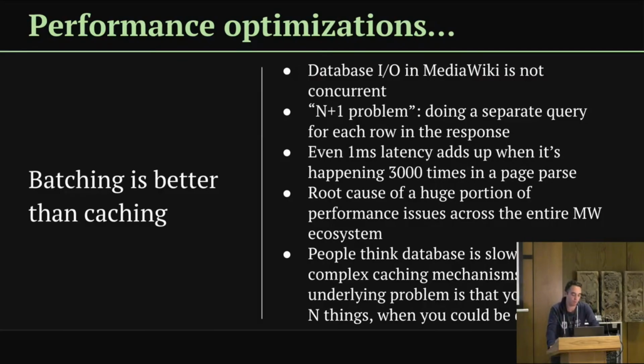And a lot of people think that what this means is the database itself is slow, and they create complex caching mechanisms through other pieces of tech that you have access to in MediaWiki. But the underlying problem isn't really database related at all. It's that you're doing n things when you could be doing 1.